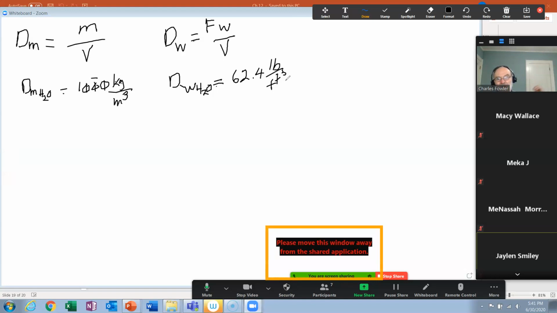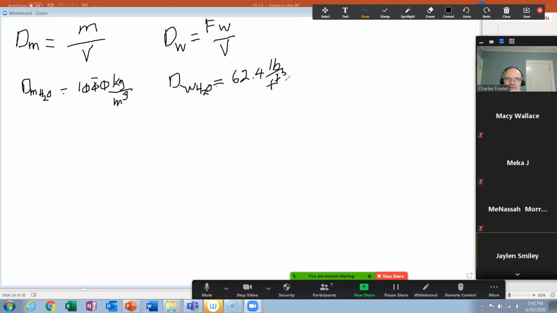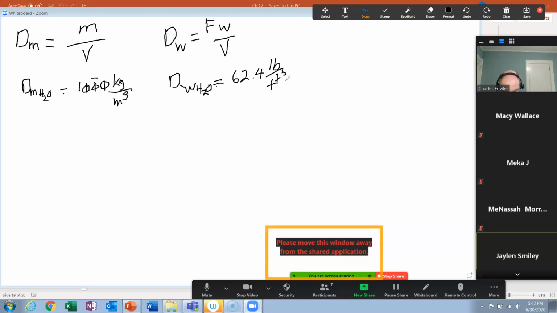Now, a cubic foot of water is way, way smaller than a cubic meter. If you can picture about the length of your foot, and about the width of your foot, and about the depth of your foot, that's a cubic foot. 62.4 pounds, that's about right. That would be a fair amount larger than a gallon, but in the same neighborhood of a gallon. So that's what the weight density of water is.